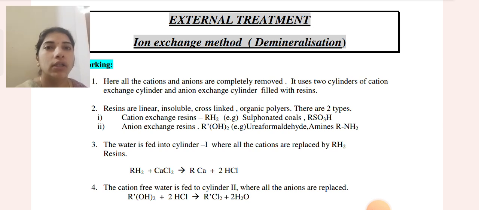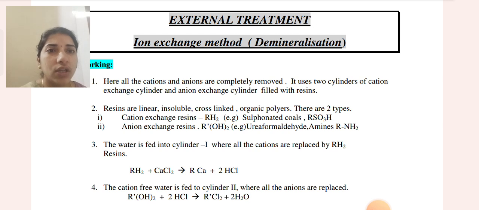The resins are linear, insoluble, cross-linked organic polymers. There are two types. First one is a cation exchanging resin, that is RH2, for example sulfonated coal, RSO3H. Then the anion exchange resin, ROH2, for example urea formaldehyde, that is RNH2.